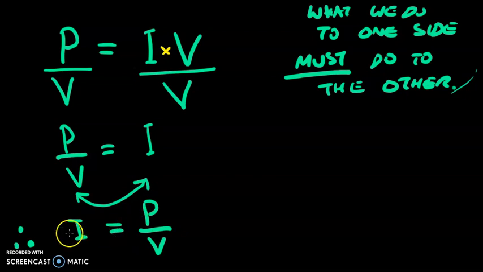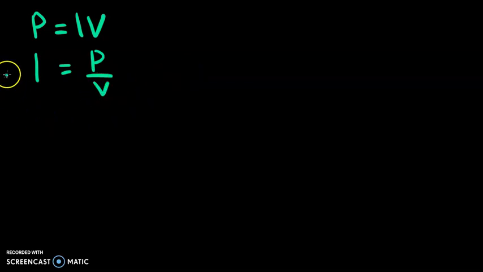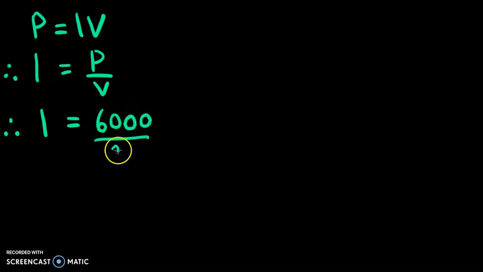The problem was we wanted to know how much current was drawn by a 6 kilowatt cooker when it's connected to a 230 volt supply. So let's add ourselves something else here and let's put that in. We started off with P equals IV. We transposed that formula to be I equals P over V. And now we're going to put the values in. I equals P, which was 6 kilowatts, which is 6,000 watts, and we divided that by 230 volts.